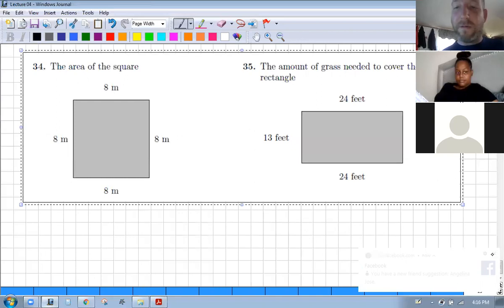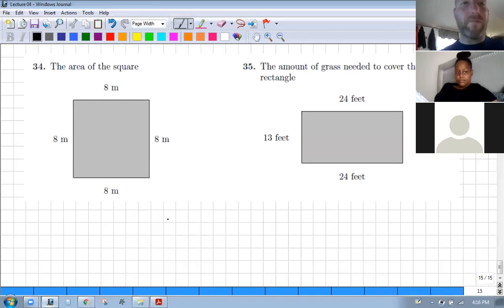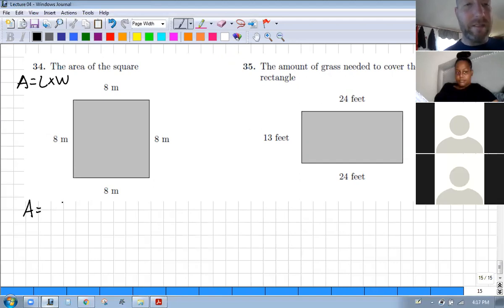All right, so now we're looking for an area. Remember, area is length times width, right? First one is 64. That's right, 8 meters times 8 meters, 64 meters squared. Notice we have meters times meters, so our units are squared now, 64 meters squared. And that one's 312 feet. 312 feet squared, right? That's what they're trying to emphasize here.